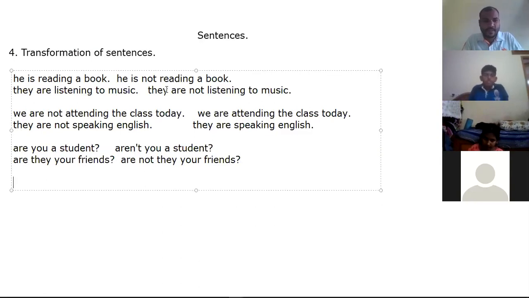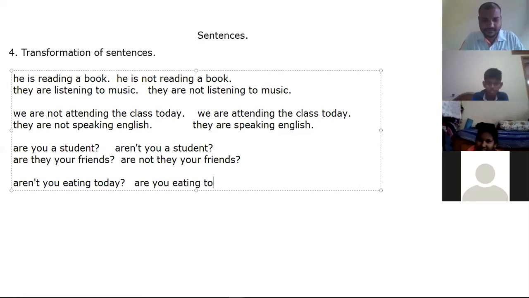Now I'm going to give you a negative interrogative, then you can change it to a simple positive interrogative. Aren't you eating today? Are you eating today? Very good. Aren't you eating today is a negative interrogative. Change it to positive. Just remove the negative. So to make positive to negative, add negative. To make negative to positive, remove negative. If you add negative, it will become a negative statement. If you remove negative, it will become a positive statement. Clear? That's it.